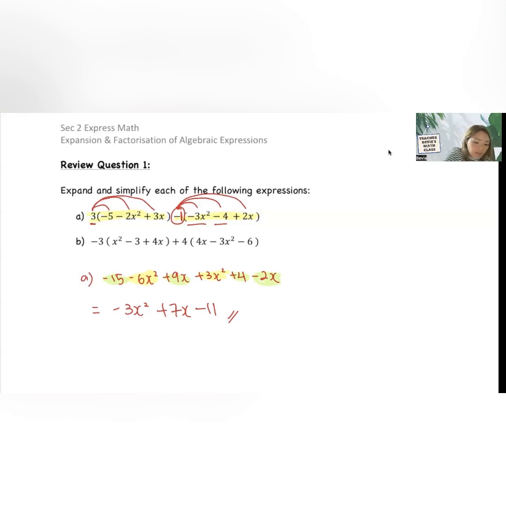Okay, again, I have a -3 outside. Take note, because of the negative, I will have to flip all the signs inside. All right, so -3, same thing. You will have to come into all three terms inside your bracket. That gives me minus 3x squared. Minus 3 times minus 3 gives me a positive 9. Minus 3 times 4x is a minus 12x.